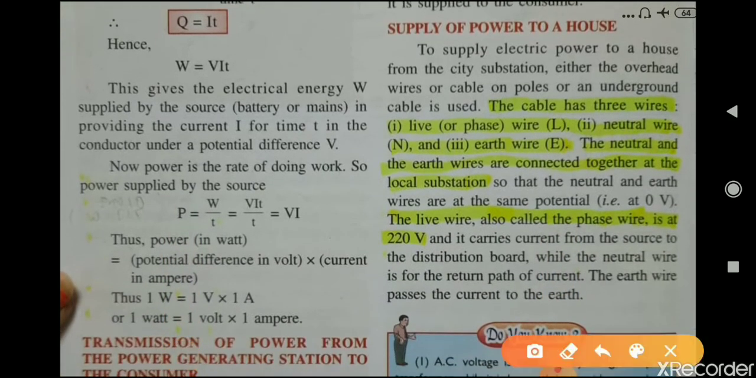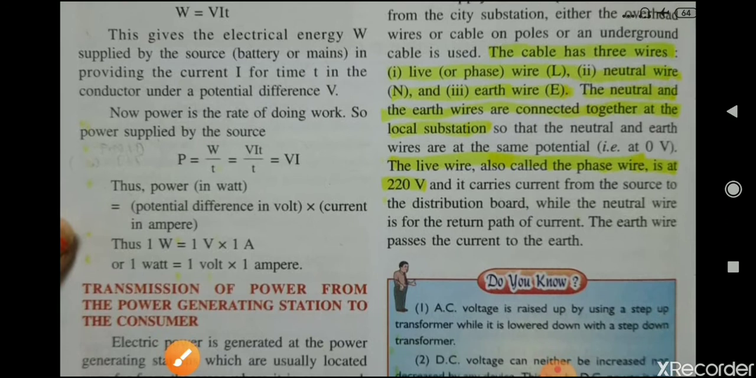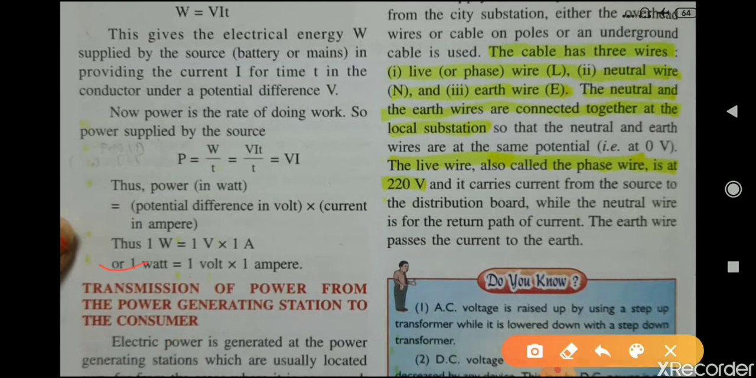Now power is the rate of doing work. Rate of doing work is known as power. Power is equal to W upon t. And by putting this value W is equal to VIt in this relation, from here we get P is equal to VI. Okay, that is potential difference multiplied by current. Okay, now unit of power is watt. 1 watt is equal to 1 volt ampere.